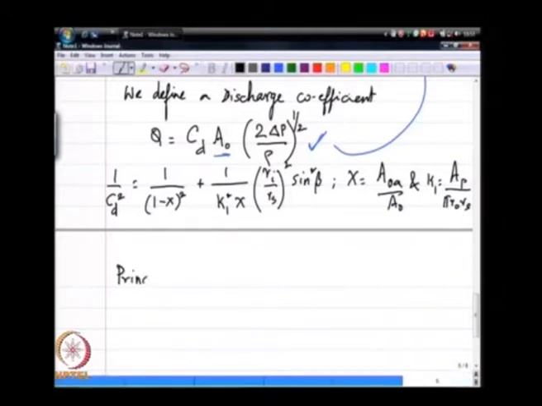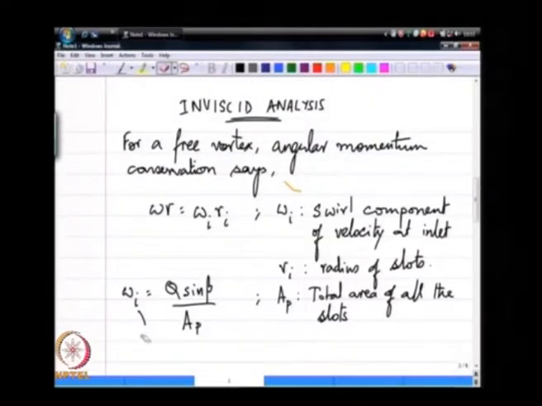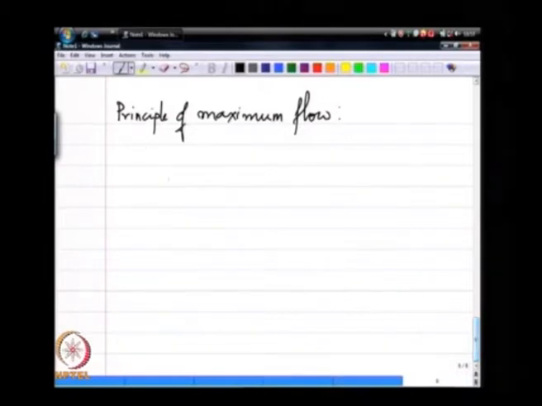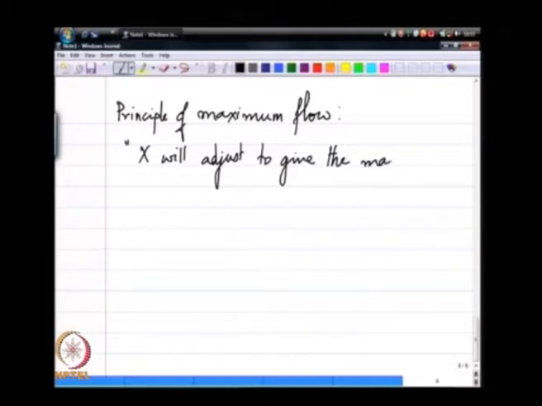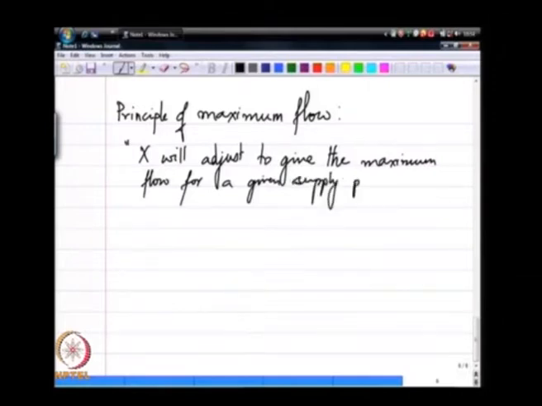Okay, this is called the principle of maximum flow, which says that X will adjust to give the maximum flow for a given supply pressure.